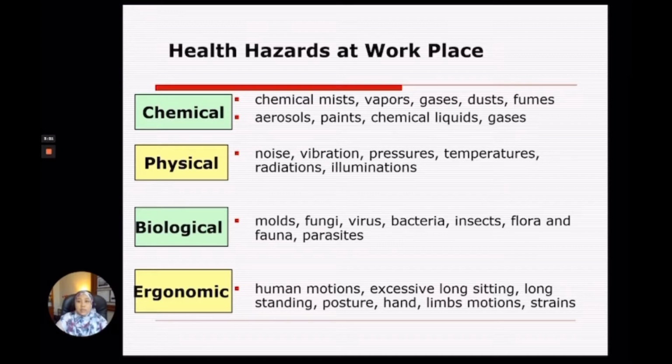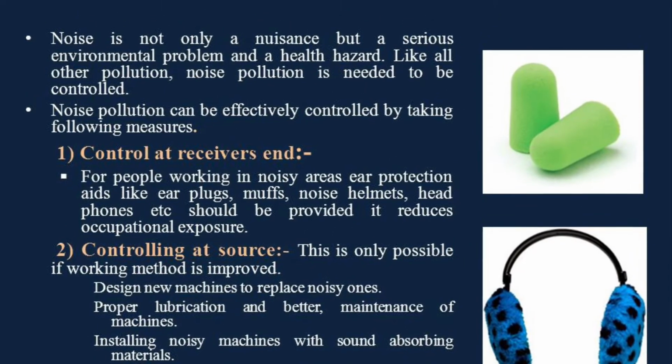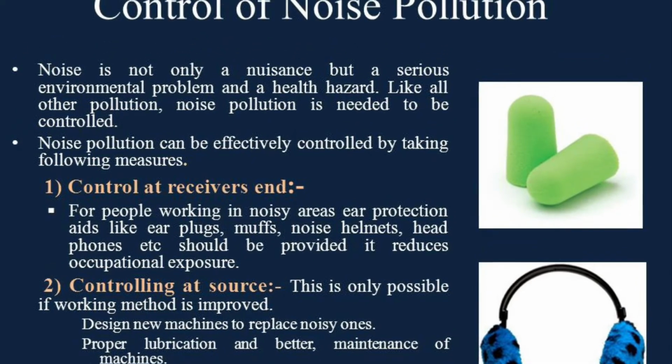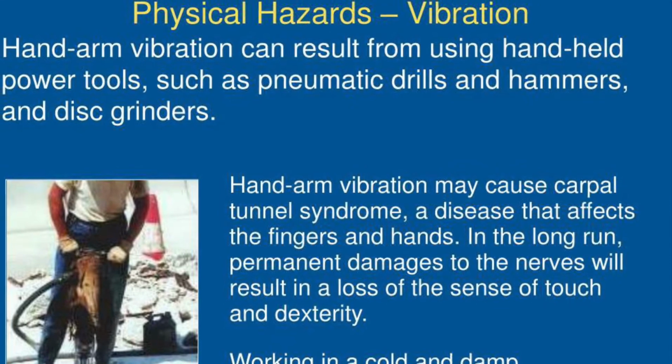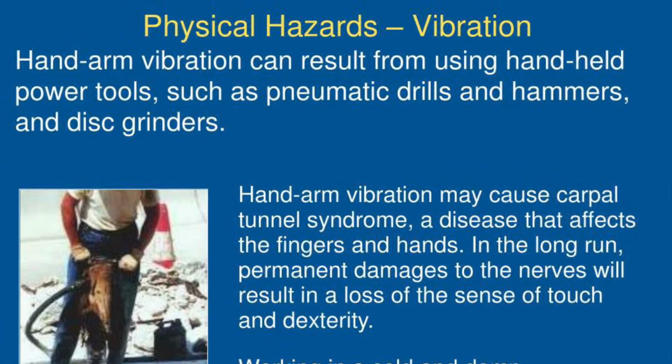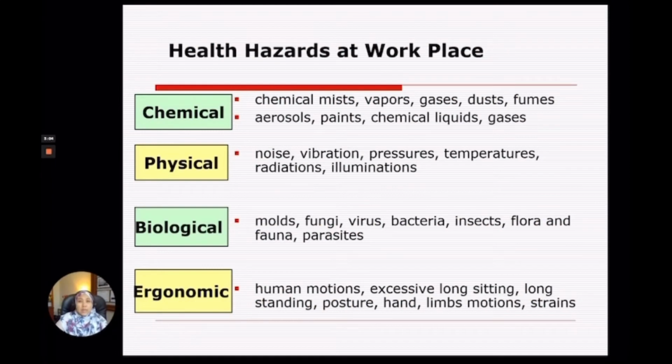So what is the physical hazard? These are examples of factors or stressors in a physical hazard. The first one is noise, the excessive noise, or what we call extreme noise. And then we have vibration, pressure, temperature, radiation, and illumination.